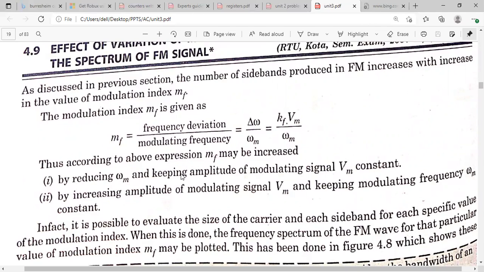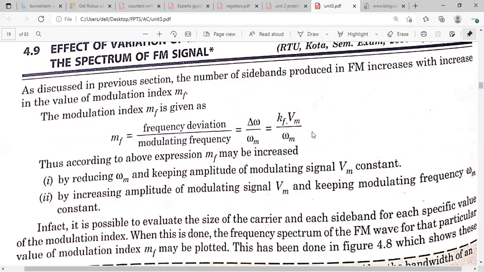Also we discussed this topic: the modulation index depends on the frequency deviation divided by the modulating frequency. According to the expression, if we reduce omega m, we can increase the modulation index. So by reducing omega m and keeping the amplitude of the modulating signal Vm constant, we can increase the modulation index.